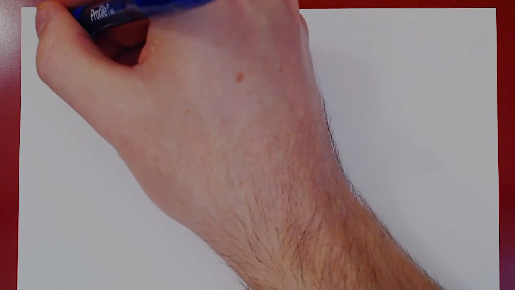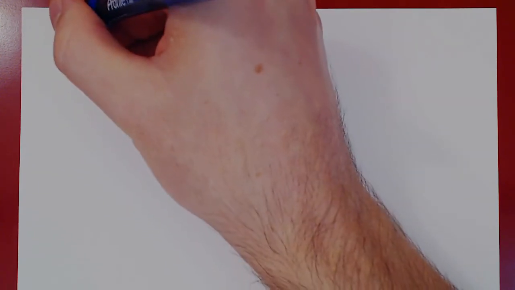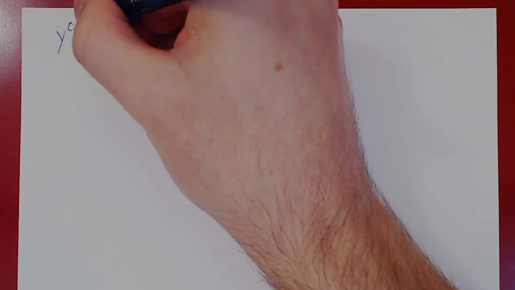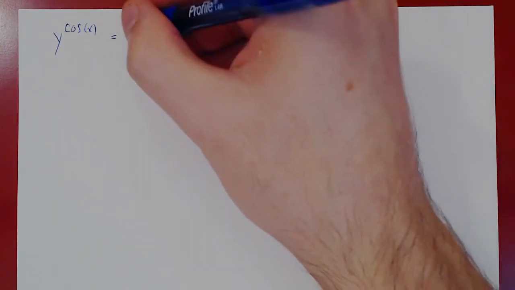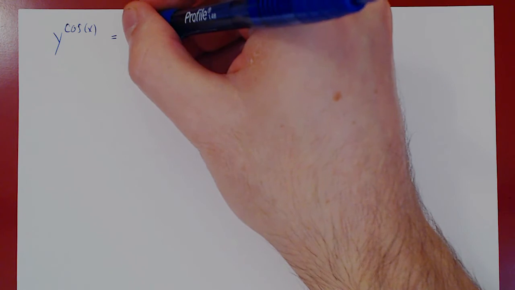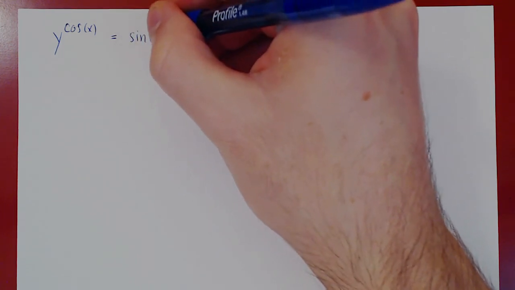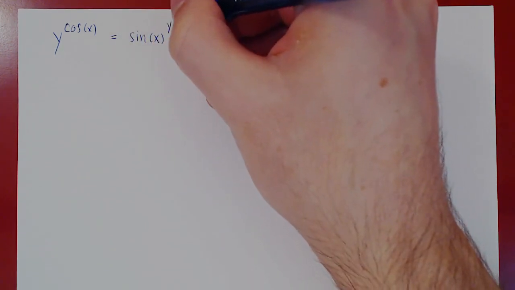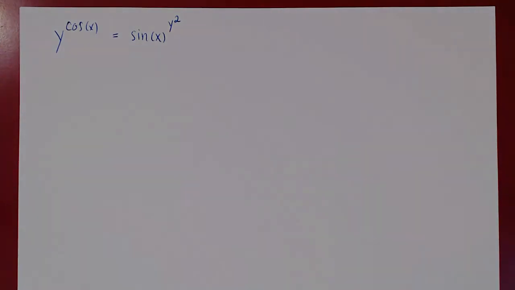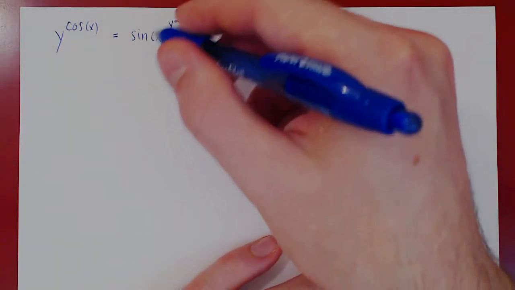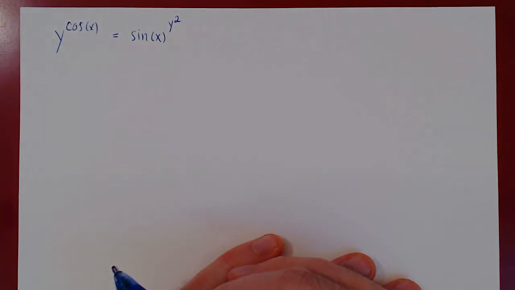Let's say y to the cos of x equals, say, sine of x to the power of y squared. So once again here, we cannot have y equals f of x explicitly, but we can still think of y as a function of x.